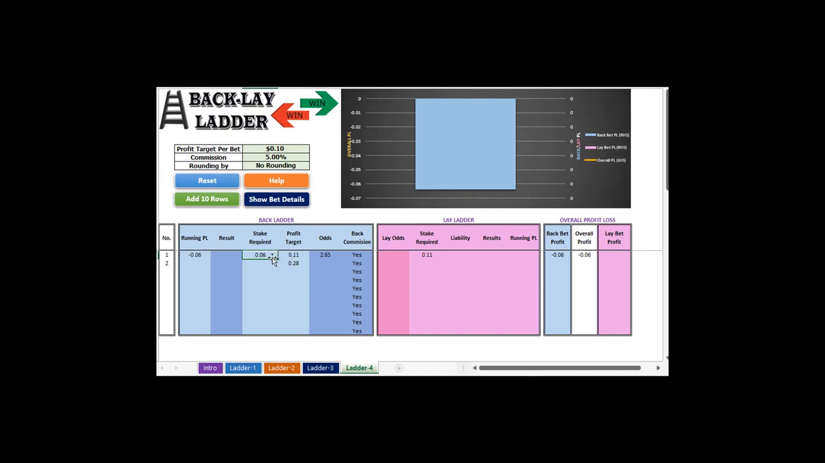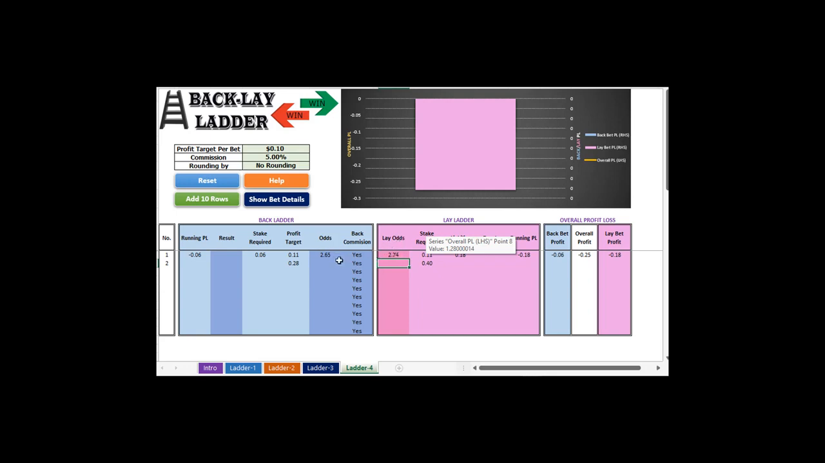Okay, so we've got the stake in there, so we go into the race, we put our 6p on the horse, and then the lay odds are 2.74, so we have to stake 11p. Okay, so that's our first race done.